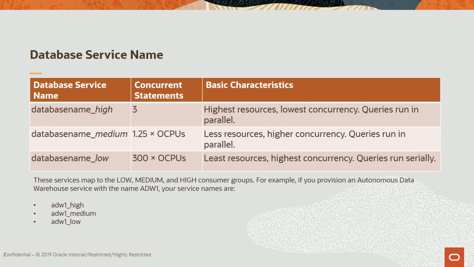To fix the issue, we changed the connection to the low service. After that, the system allowed 900 SQL statements to run at the same time, so that we can serve more than 200 business users.